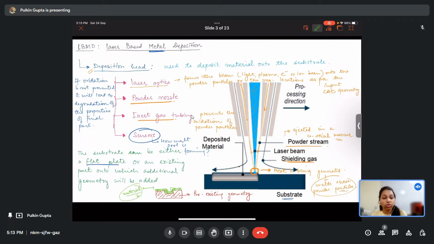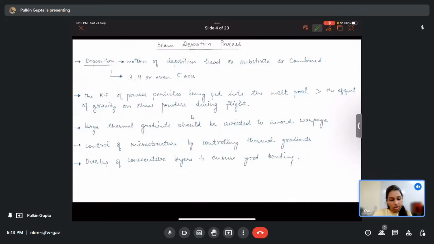So this functions similar to the laser cladding process. This is laser cladding, wherein you form clads or coverings of second material over the first material using laser deposition technique. Okay. So now let us see some key points about this beam deposition process.